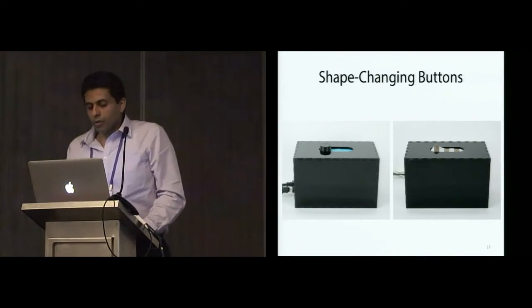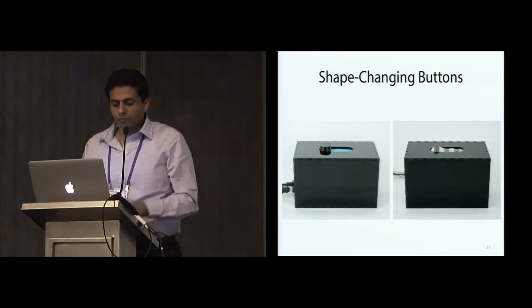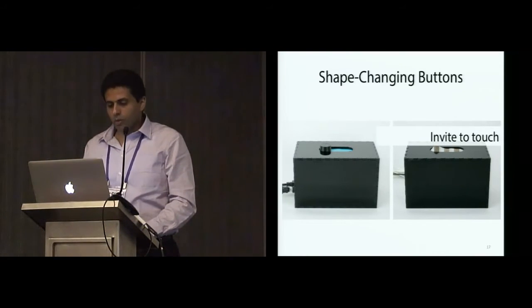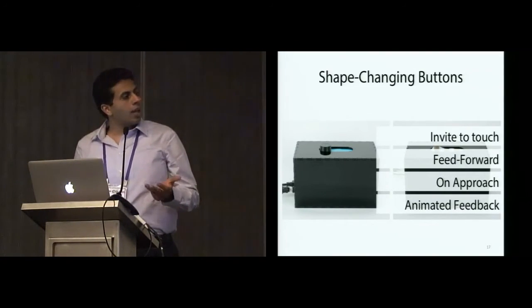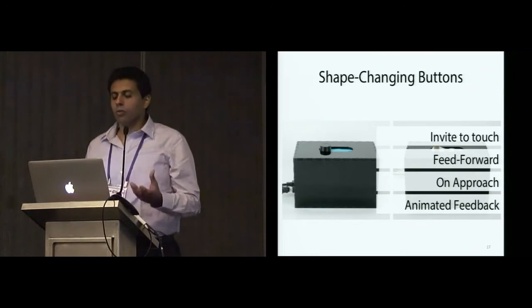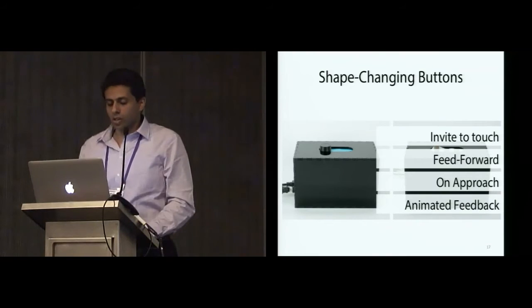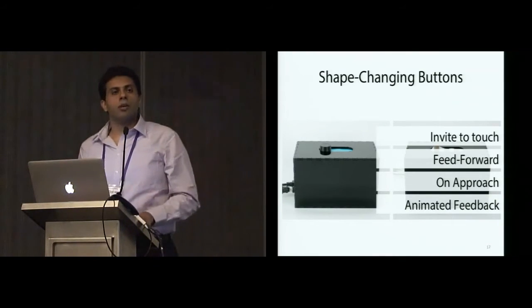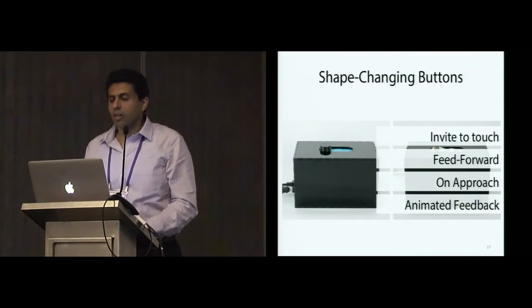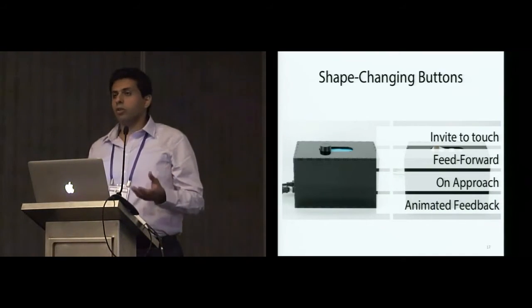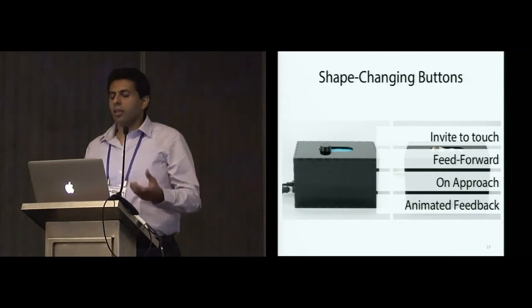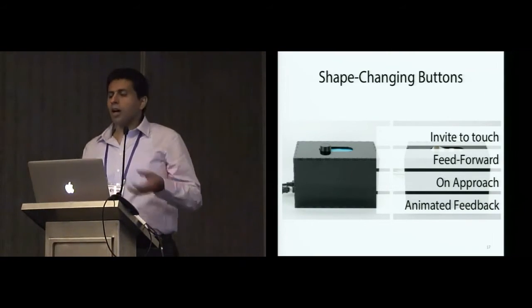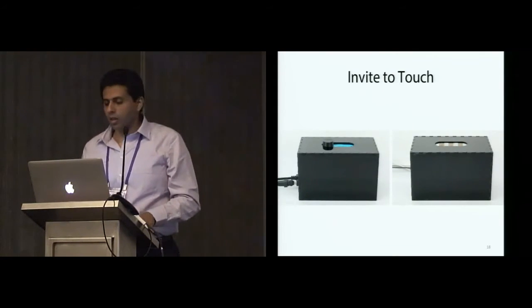Here, let me give you an overview of the 10 buttons that we used. We used invite-to-touch buttons, feed-forward buttons, on-approach buttons, and animated feedback buttons. We based our designs on previous work on shape change, for example, the on-approach interaction that was mentioned in Animate Mobiles. We also got inspired by successful techniques of affordances and feedback in other UI elements, for example, vibration movements and feed-forward that are used in the applications and UI of handheld devices. Now I'll walk you through each of those buttons.